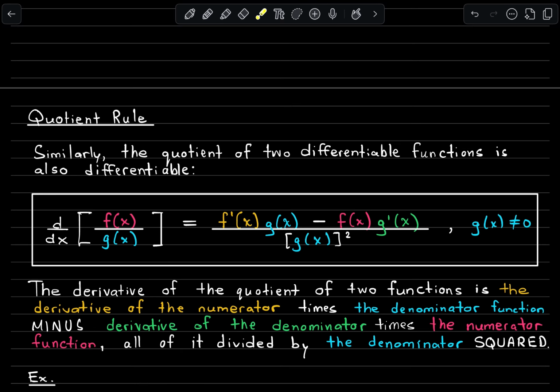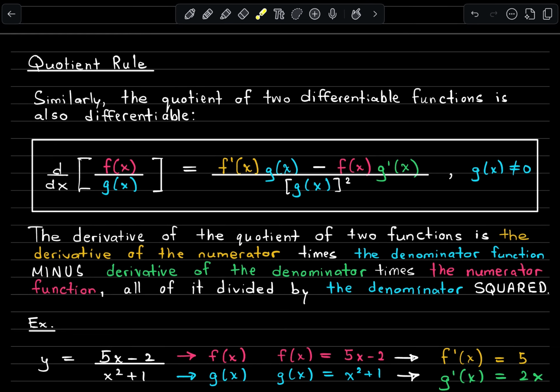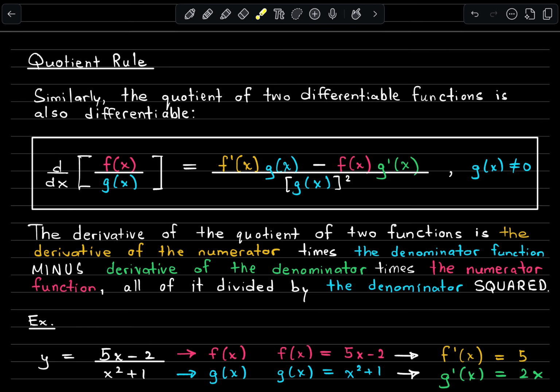So let's see an example of this in action. Let's suppose we want to differentiate this function, y is equal to 5x minus 2 over x squared plus 1. Right away we identify f of x as the numerator, g of x as the denominator. We write them out, and we're going to take the derivatives of each one. So the derivative of 5x minus 2, we already know, x to the first power, that x is going to disappear. We'll be left with just the coefficient 5. As for that negative 2, the derivative of a constant is just 0.